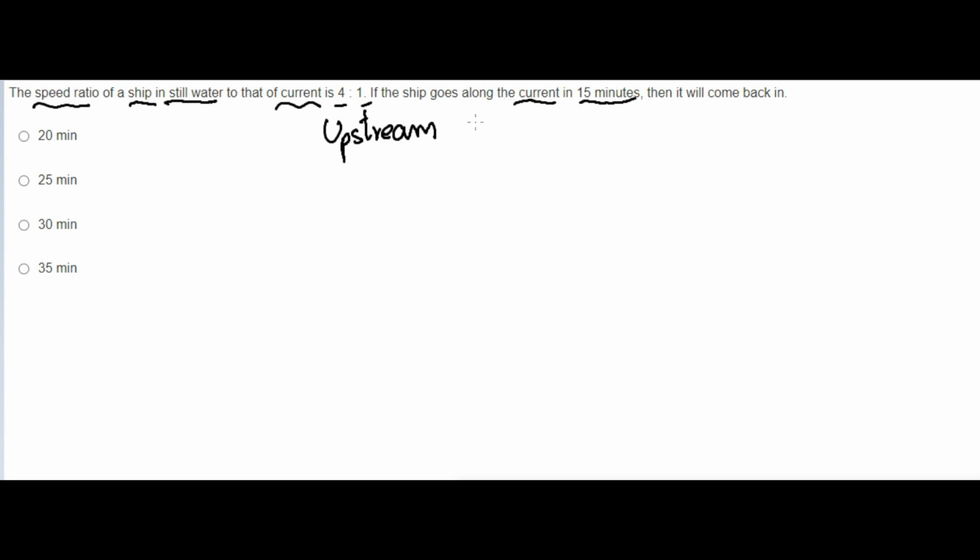So if you take this 4, and the current speed you take as x, okay, so you just take the speed of current as x. So upstream means 4x minus x, because I told you, if you are going by bike and you find the slope, automatically you will leave the accelerator, so 4x minus x is 3x.